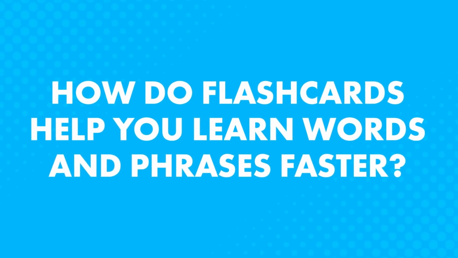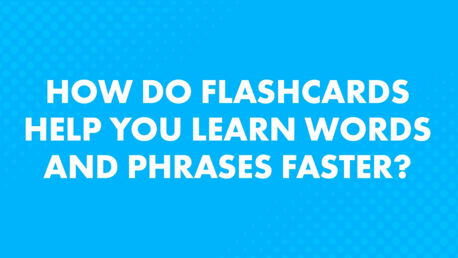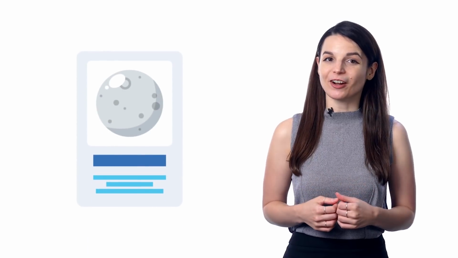Now, how do flashcards help you learn words and phrases faster? These flashcards use something called spaced repetition learning, which is a science-backed learning method that spaces out your learning over time and quizzes you on words at the right times so that you never forget them. Here's how the flashcards work.